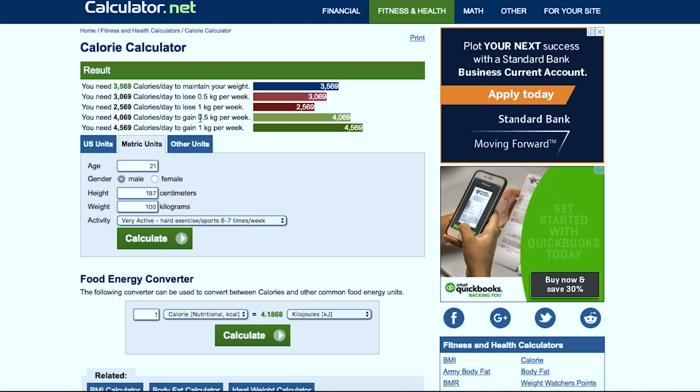Just know that the more weight you put on in a short period of time, the higher the chance of putting on more body fat, just because your body can only gain a certain amount of muscle mass over a certain period of time.